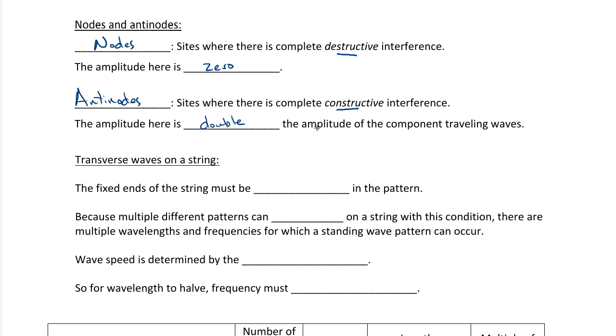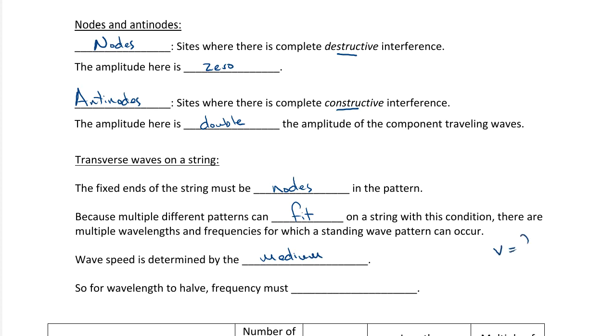Now, when we put transverse waves on a string, the fixed ends of the string must be nodes in the pattern. That's a requirement for the pattern to fit on the string. But because multiple different patterns can fulfill that requirement, can fit on the string, there are multiple wavelengths and multiple frequencies for which a standing wave pattern can occur. Again, remember that wave speed is determined by the medium.